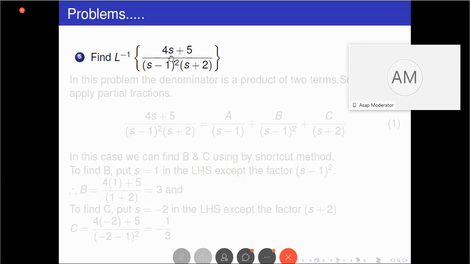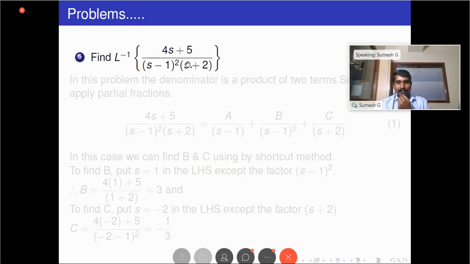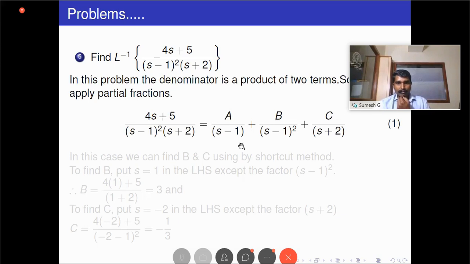Okay. That is the basic concept of partial fraction. If there is a repeated factor, we have to consider first degree term, then second degree term, then up to maximum degree term. Here denominator contains s minus 1 whole square. So partial fraction corresponding to s minus 1 whole square is a by s minus 1 plus b by s minus 1 whole square. And this c by s plus 2 corresponds to the second term.